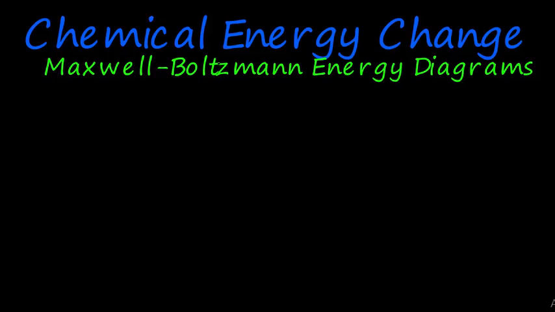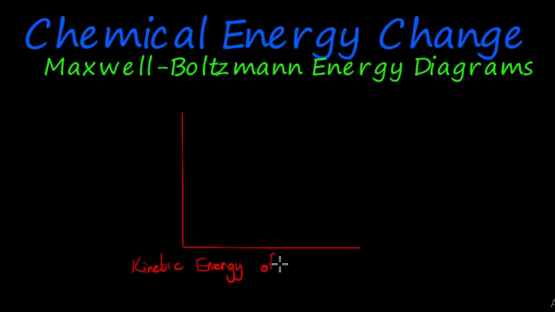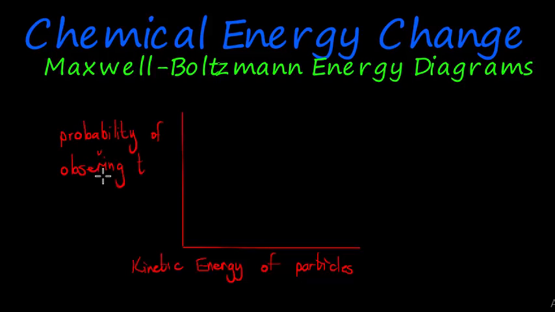Okay, so basically what it comes down to is we are going to look at a diagram where on one side we will have the energy levels of particles, so the kinetic energy of particles, and here would be the probability of observing, forgot my V, that kinetic energy.